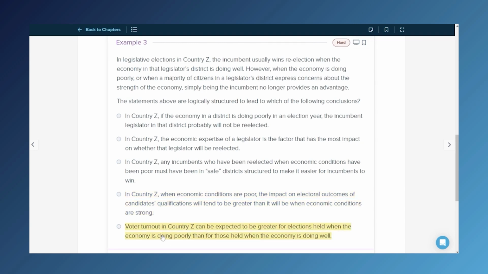E, therefore, voter turnout in country Z can be expected to be greater for elections held when the economy is doing poorly than for those held when the economy is doing well. This isn't supported. Elections are decided by majorities at whatever numbers show up. Maybe more people will show up and vote, maybe they won't, but we don't know for sure, so we can't pick this answer. Our best answer is going to be D.